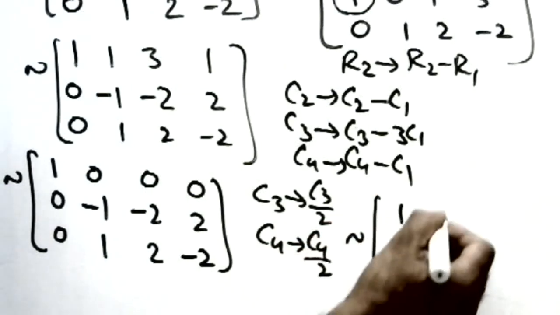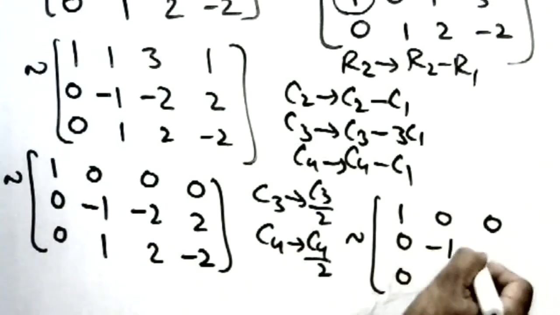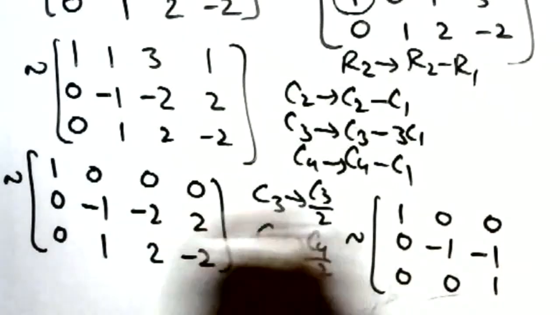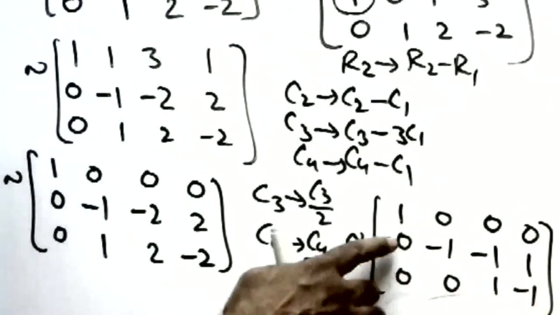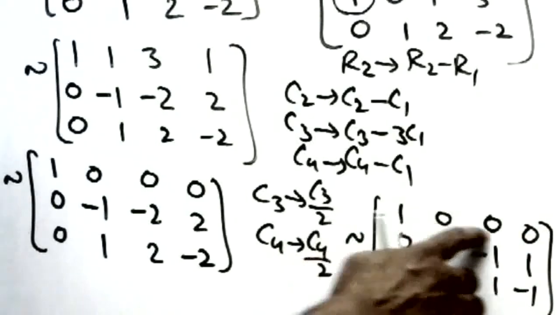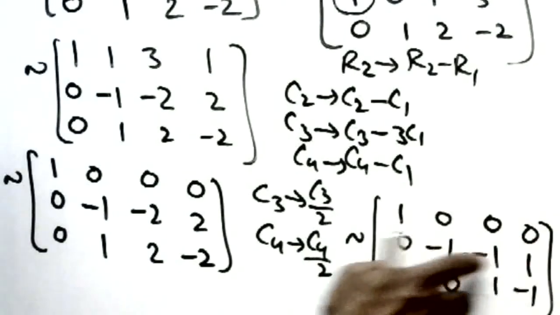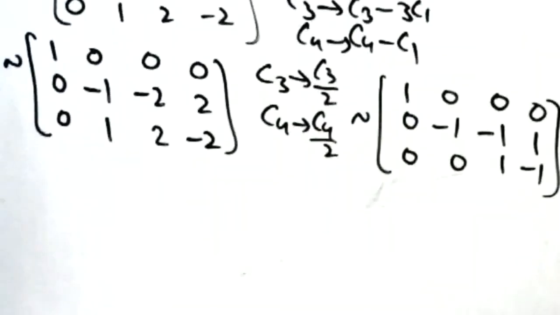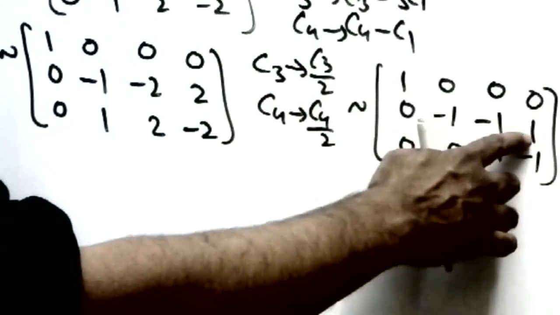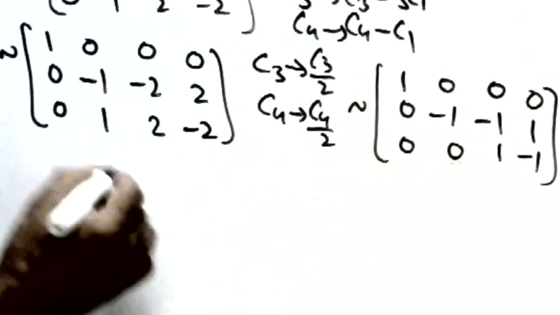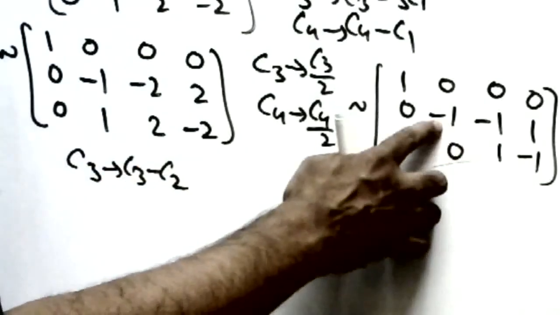I'm writing here 1 0 0 0 minus 1 0. If we take common 2 here, it will be 0 minus 1 1. If we take common 2 here, 0 1 minus 1. Now first step we made these two zeros, second step these three zeros, then we have to make these two zeros. So these two zeros we have to make using C2. How will we change? C3 implies C3 minus C2, and C4 implies C4 plus C2.